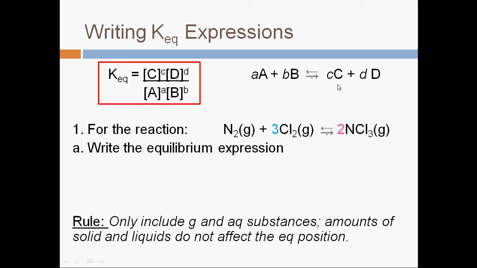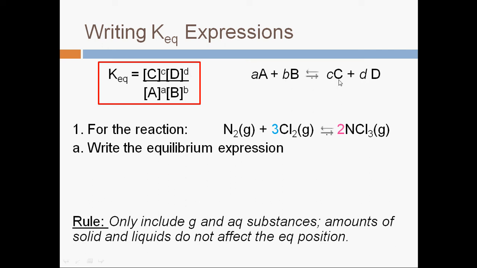Okay, so for example, substance big C has a coefficient of little c. So to start my equilibrium constant, I would take the concentration of whatever substance big C is, and then take that number and raise it to the power of little c. Then I would multiply that by my next product, which in this case is big D. So I take the concentration of capital D raised to the power of the coefficient on that substance.